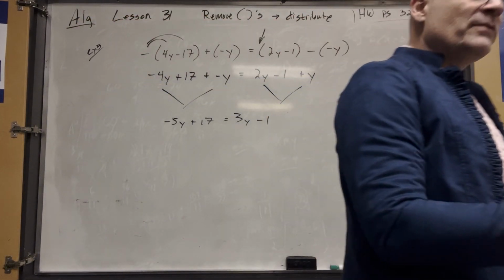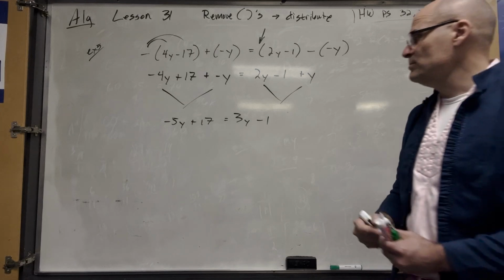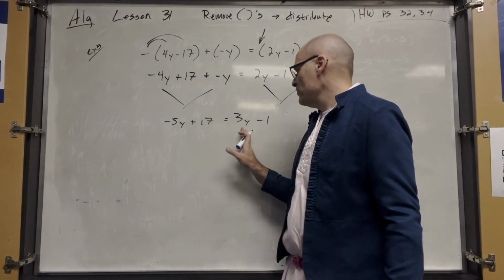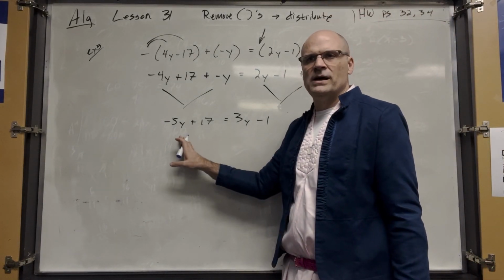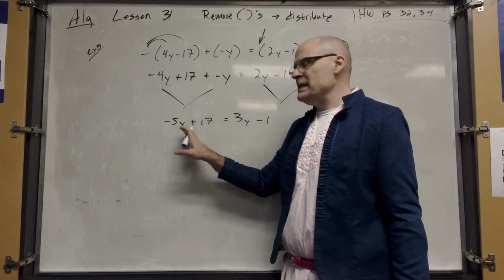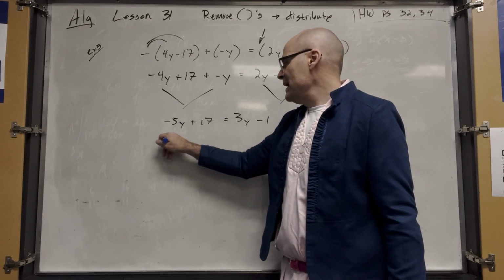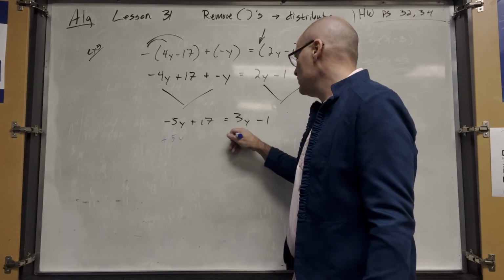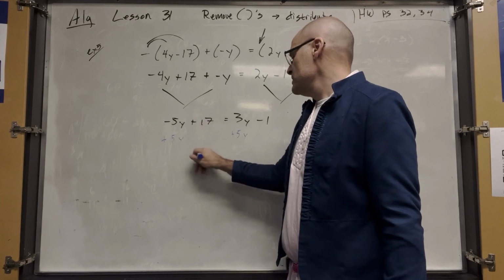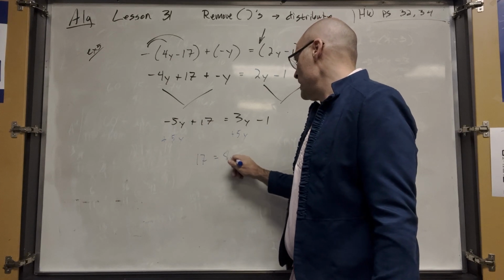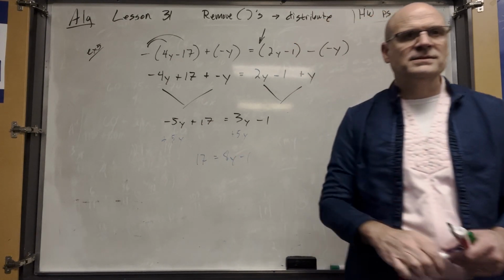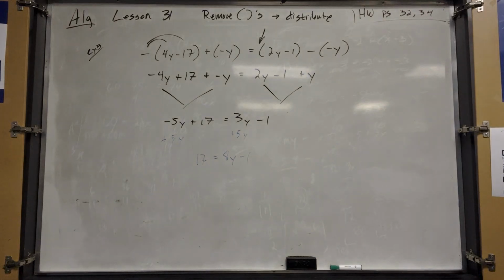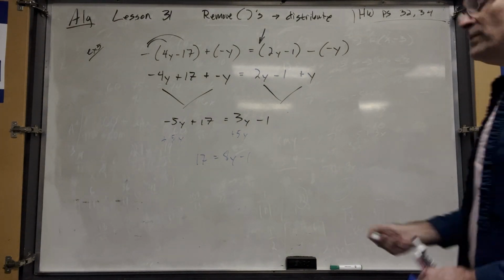Get rid of the smaller variable term. That's what's next, the blue step. What's smaller, positive 3y or negative 5y? Negative 5y. How do you get rid of a negative term? Positive. You add it. 5y, 5y, 17 equals 8y minus 1. Now get rid of the constant on the variable side, which is now the right side. How do you get rid of minus 1?